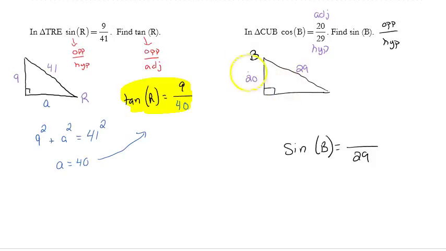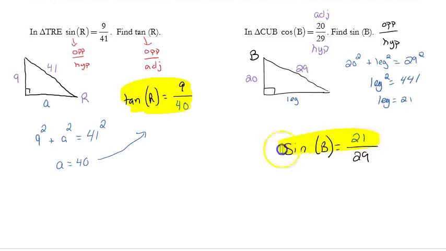So when we label our triangle, I selected this as angle B, so I had my 20 adjacent to it, 29 as the hypotenuse, because I'm dealing with the cosine. I need opposite and hypotenuse. I already have hypotenuse. I now need the opposite. I'll just call this the leg, the opposite leg, and that's Pythagorean theorem. Pythagorean theorem tells me that that leg has a length of 21, so the sine of angle B is equal to 21 over 29, as long as we know that the cosine is 20 over 29.